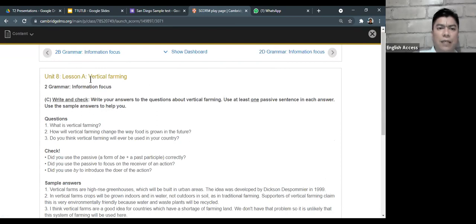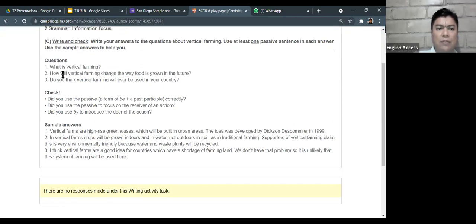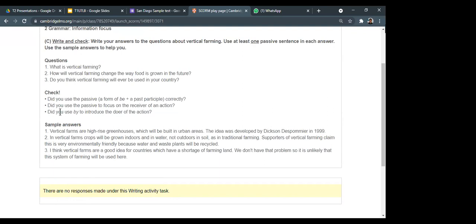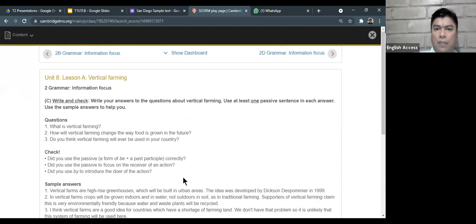We have to check this lesson A, vertical farming. Write and check. Write your answers to the questions about vertical farming. Use at least 1 passive sentence in each answer. Use the simple answers to help you. Question, what is vertical farming? I don't know where to write. No, I can't write anything. Why?